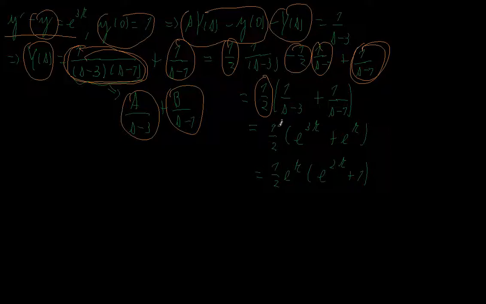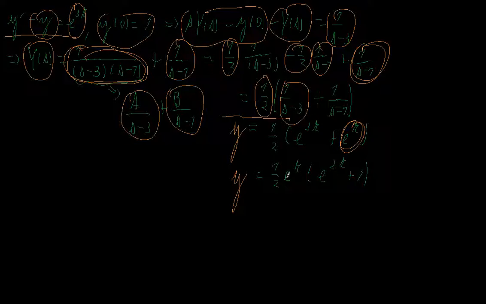And so now I can take the inverse Laplace transform of 1 over s minus 3 and 1 over s minus 1. The inverse Laplace transform of 1 over s minus 3 is e to the 3t, as at the beginning, basically, and the inverse Laplace transform of 1 over s minus 1 is simply e to the t. And so I can factor out the e to the t, and I have at the end that y is equal to 1 half e to the t times, in parentheses, e to the 2t plus 1. That is my final result.